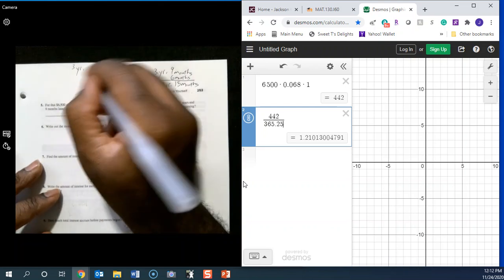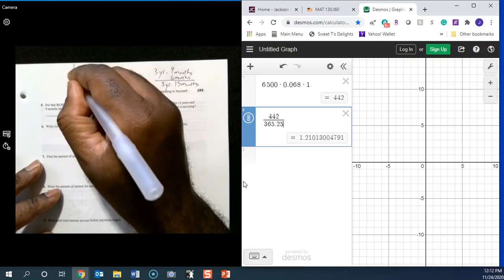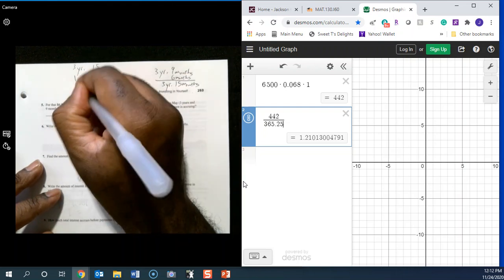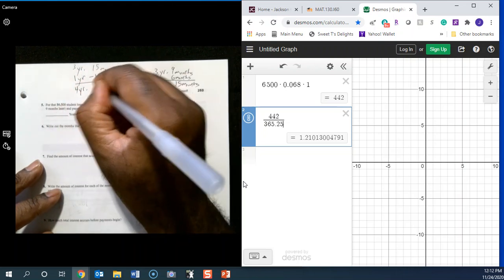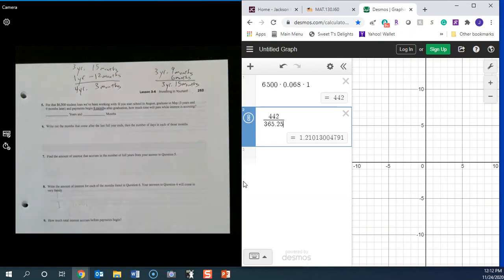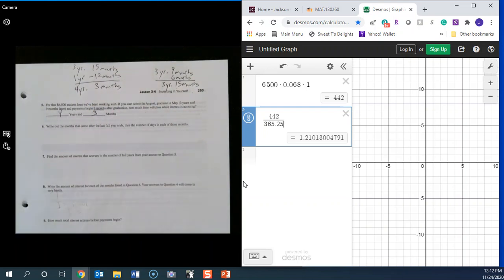We pull out 12 months here and convert it to 1 year. So this will give us 4 years and 3 months. So this would be 4 years, 3 months.